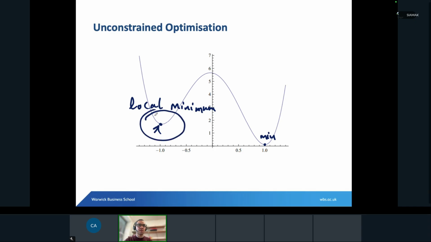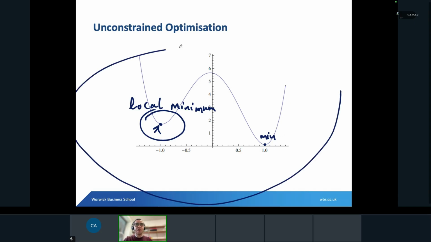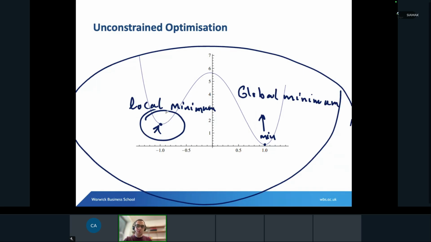Locally minimum means that if you consider only this part of the function, which looks small here but might be a massive space, this is the minimum. But this one is the minimum for the whole space that we have. This is the global minimum. So this is local because if you consider just a limited space around the point, this is the minimum. But this one is the global minimum because if you consider the whole space that you have, this is the minimum value that you can get.